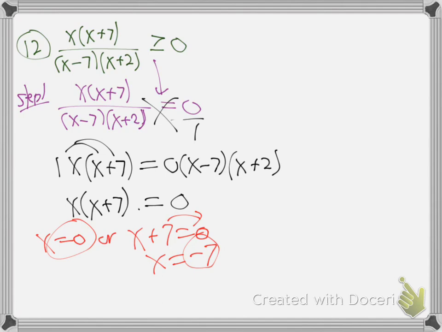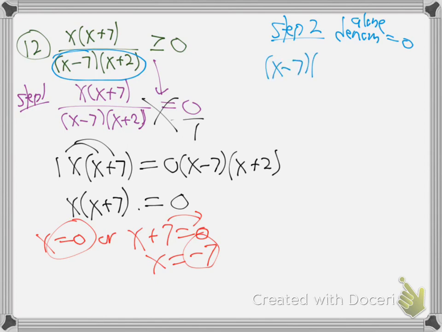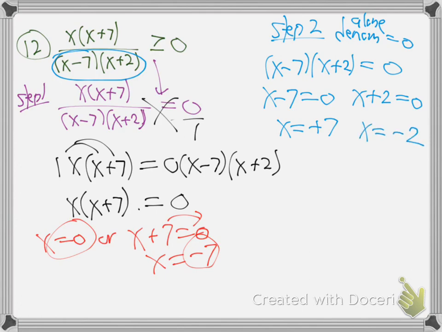Now we're off to step 2. What do we do in step 2, says the instructions? Denominator alone equals 0. So grab just the denominator, nothing else. X minus 7, x plus 2, equal to 0. And so that means the x minus 7 is 0 or the x plus 2 is 0. So you're going to get x equals positive 7 or negative 2. We got 2 more answers out of step 2. So we got 4 answers all together. 2 from step 1, 2 from step 2.